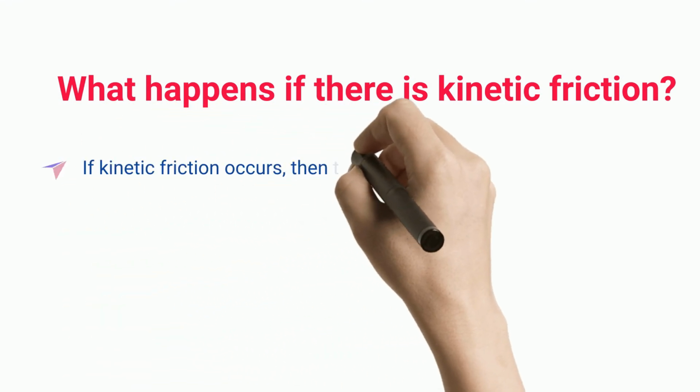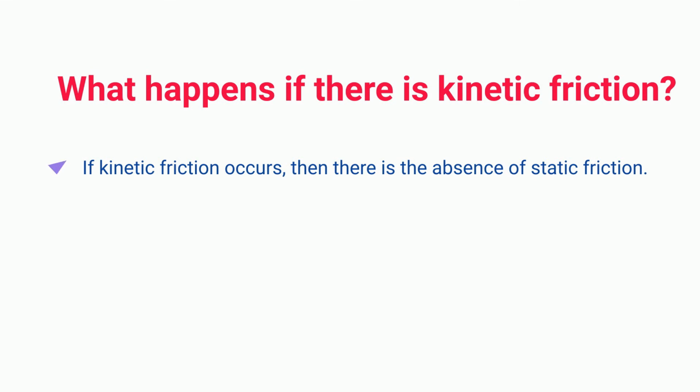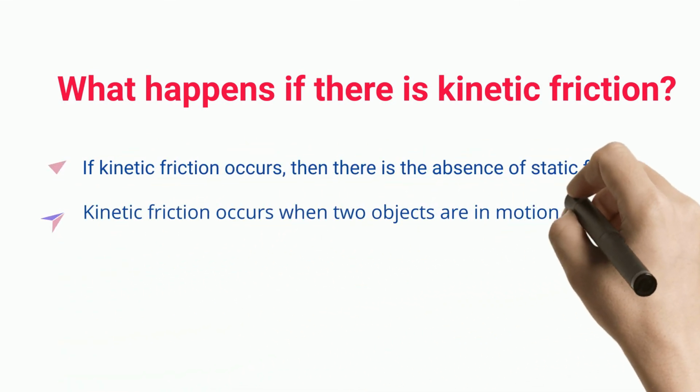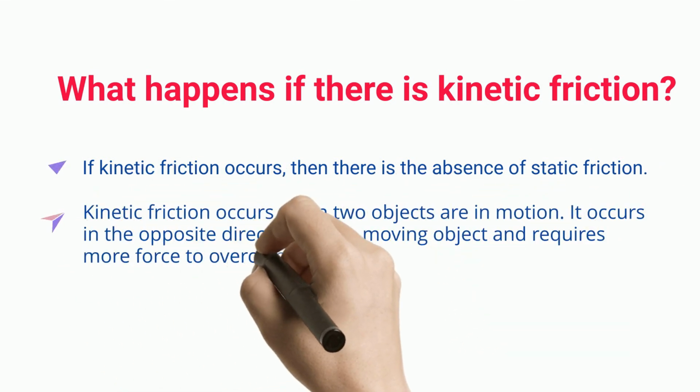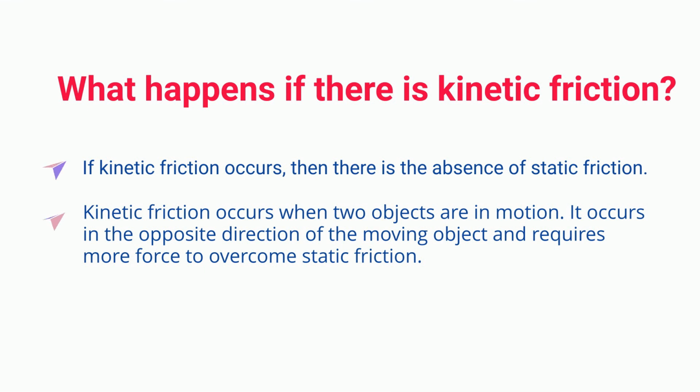What happens if there is kinetic friction? If kinetic friction occurs, then there is the absence of static friction. Kinetic friction occurs when two objects are in motion. It occurs in the opposite direction of the moving object and requires more force to overcome static friction.